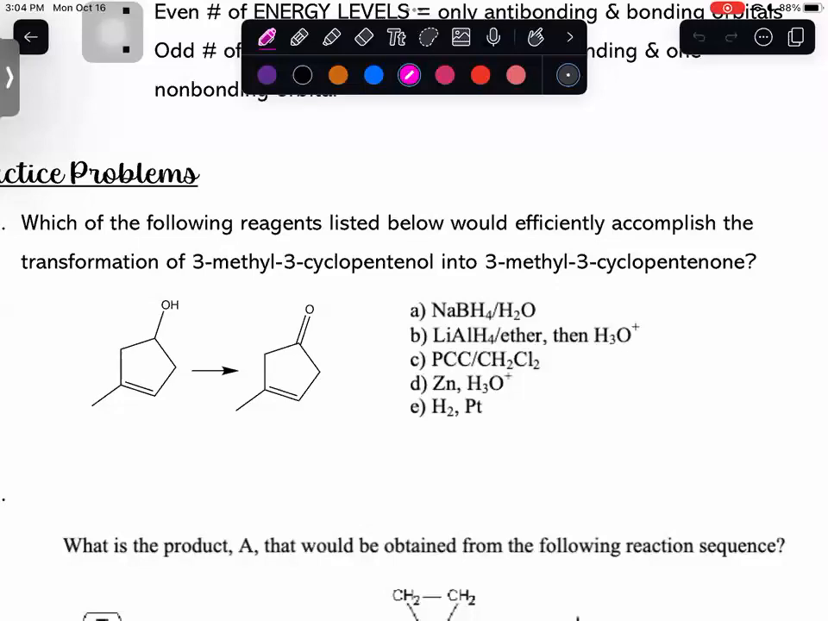So which option is gonna be the answer? It's just gonna be C. This is the only oxidizing agent. Now, technically oxidation shouldn't be on the exam, but just in case I included a few questions with it.